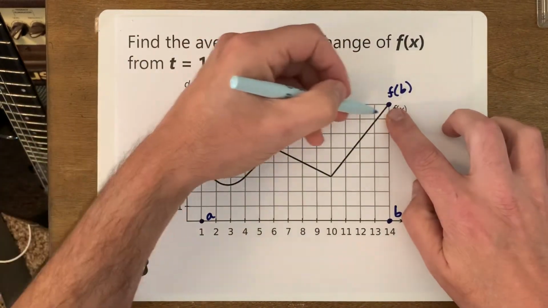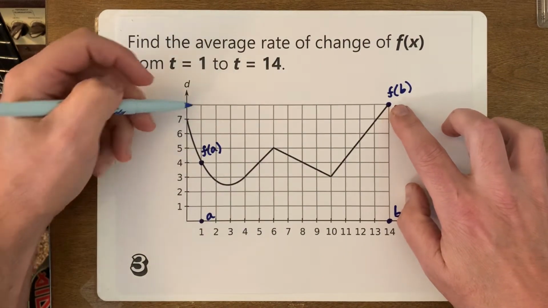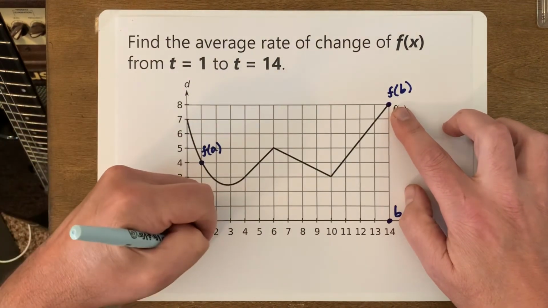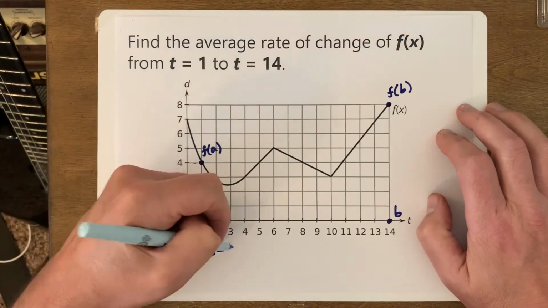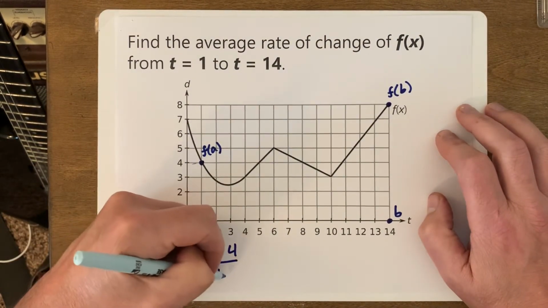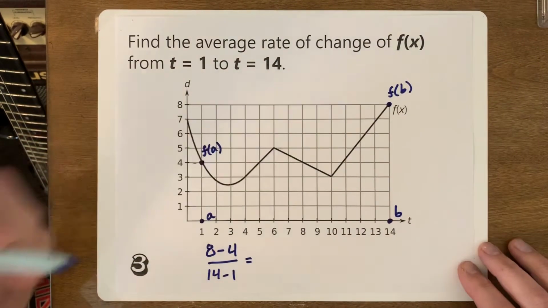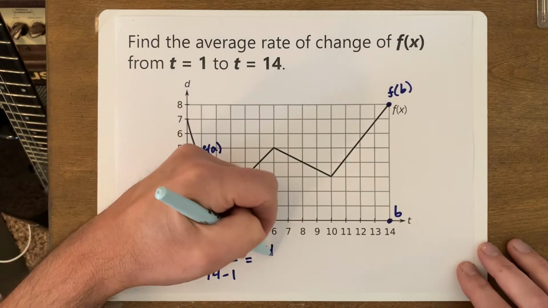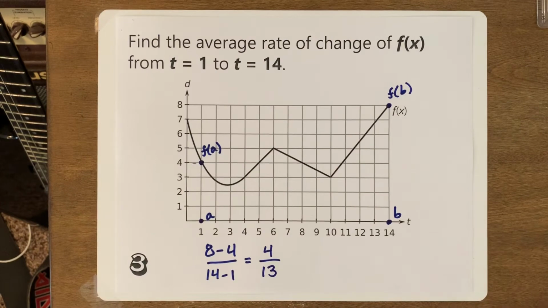So it goes from 8 here, and then 4 there. So 8, f of B, minus the original right here at the very beginning, 4, over 14 minus 1. Okay, that's going to give us 8 take away 4 is 4. 14 minus 1 is 13. And that's not a fraction that's going to look very nice as a repeating decimal. So we'll just leave that one as 4 over 13. Not a problem.